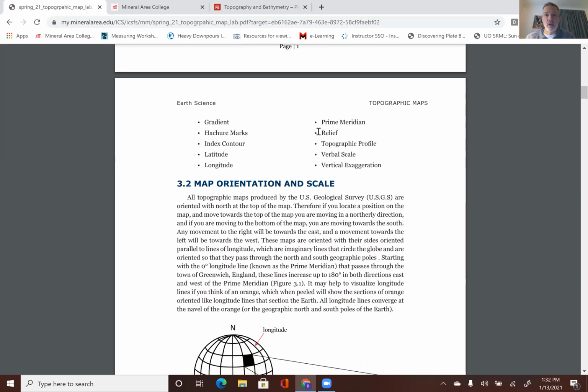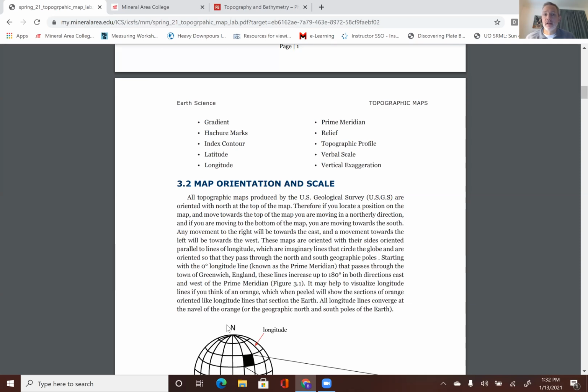I've already mentioned the gradient is the rise over the run. We'll look at that. Hash marks are little negative signs that tell us we're going down as opposed to up on a contour line. Not every contour line is labeled, and as a result, we'll have the index contour, which tells us usually every fifth contour line is labeled. Latitude lines are the horizontal lines on a globe.